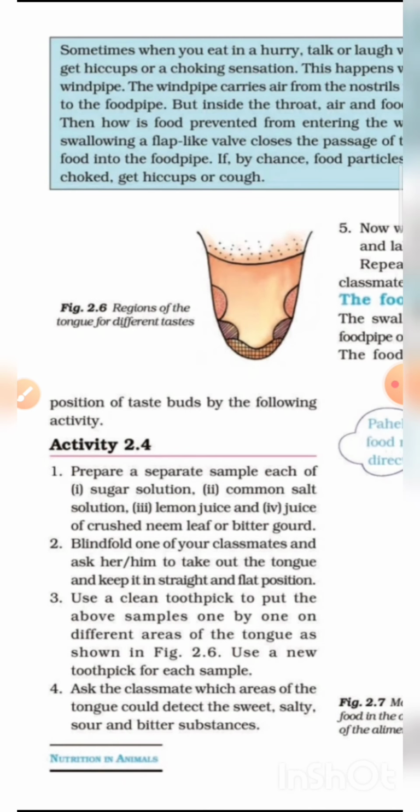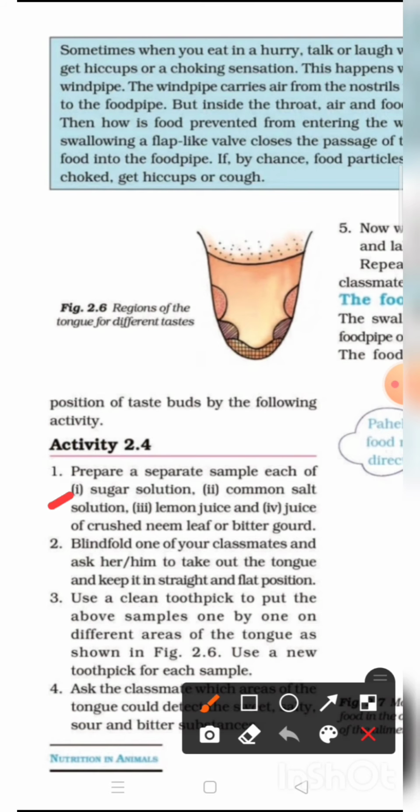We can find out the position of different taste buds for different tastes by putting different samples like sugar solution, common salt solution, lemon juice, and juice of bitter gourd, one by one on different areas of the tongue. This activity will show us that every flavor has a specific location for its taste.